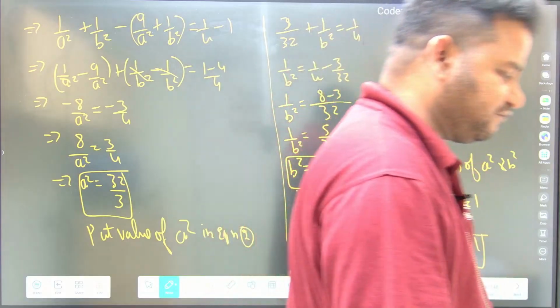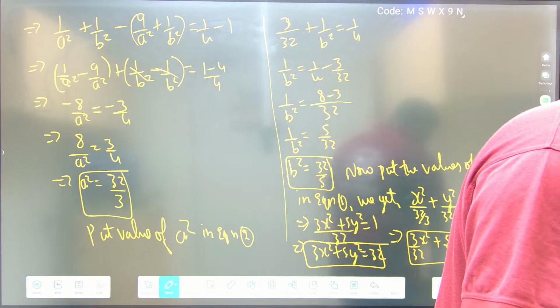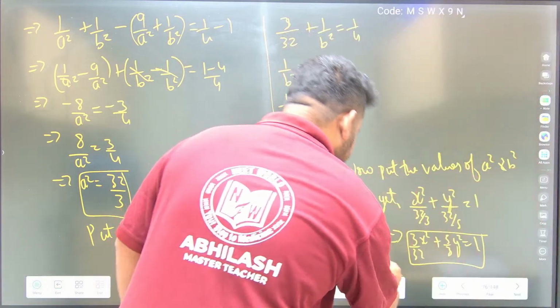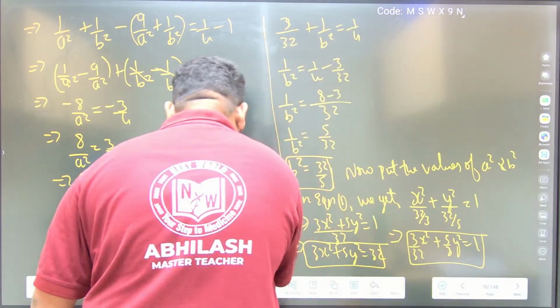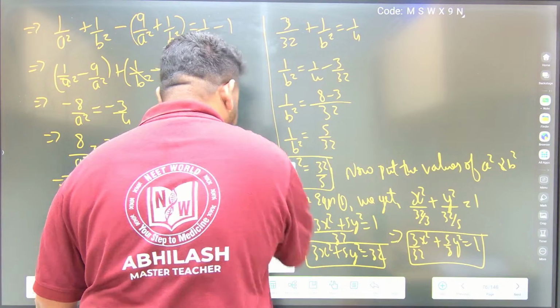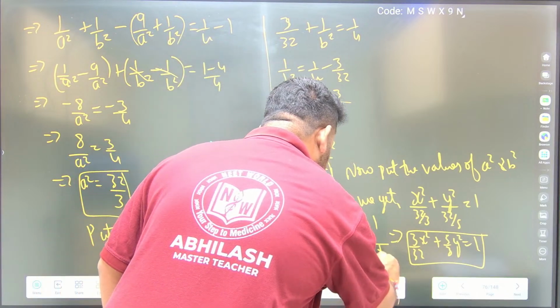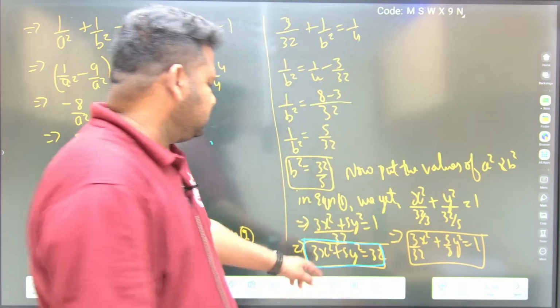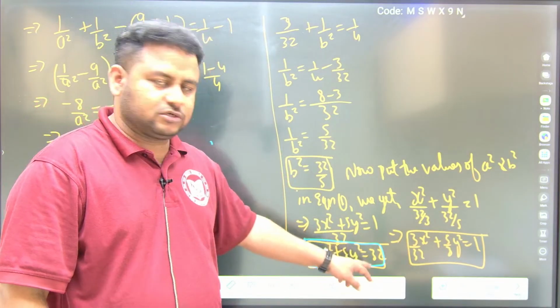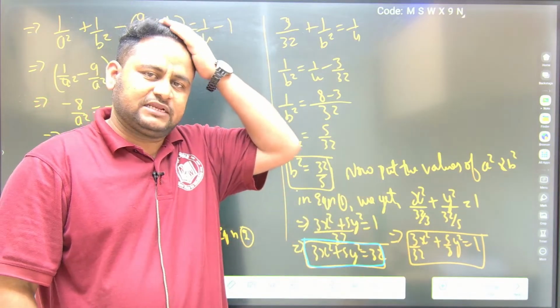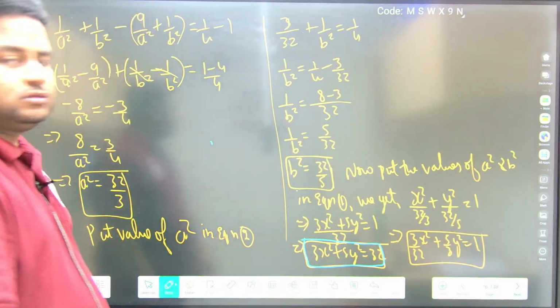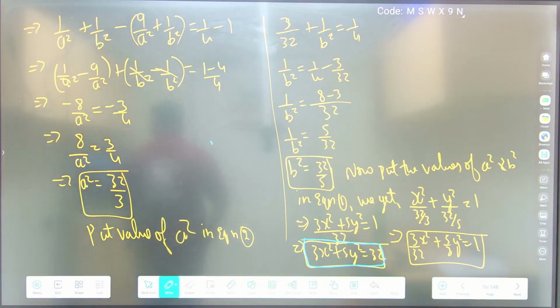You can write it in any form, or keep it in this form only, the standard equation of the ellipse. 3x square plus 5y square is equal to 32 is the required equation of the ellipse. Clear, friends? This is the way you got to solve this question. Got it? Clear?